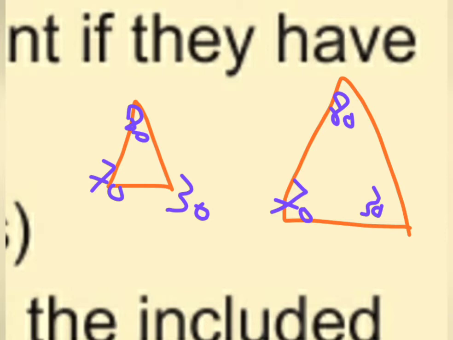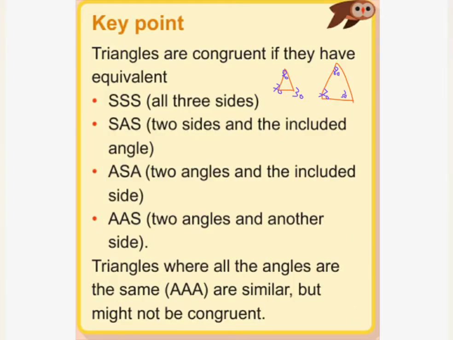So we can't say that these shapes are congruent because of AAA. That's wrong. AAA gives you similar triangles, but not always congruent. This is very important. So as a rule of congruence, you can't use AAA as a reason for congruent triangles. This is very important. Now, let me show you a question that uses these rules and show you how to answer these questions.